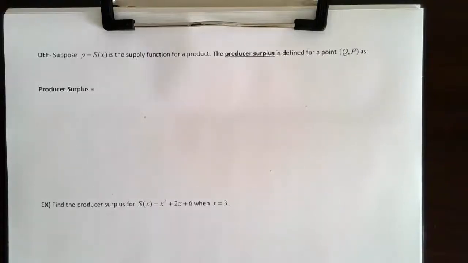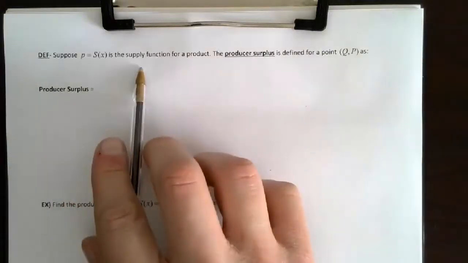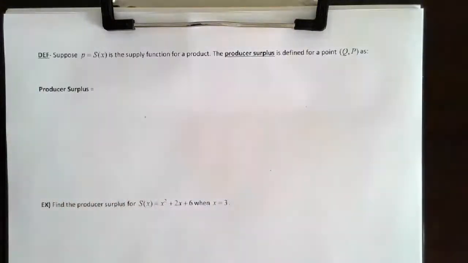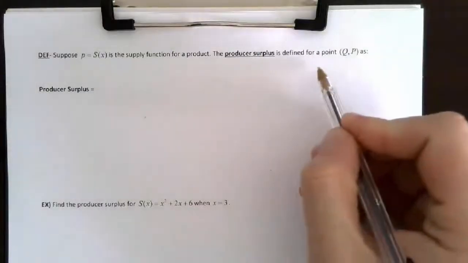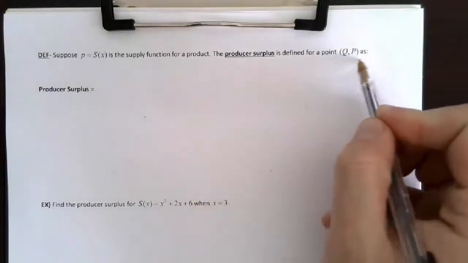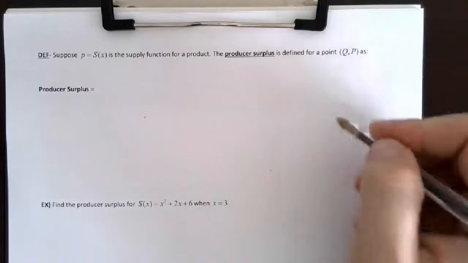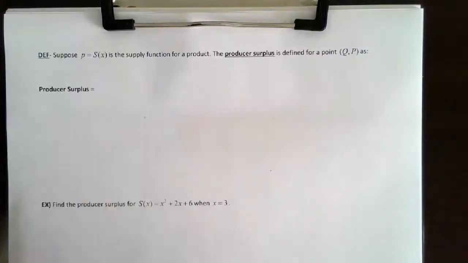Next, let's take a look at the producer surplus. So it says here, suppose P equals S of X is the supply function for a product. The producer surplus is defined for a point Q comma P. Again, remember that's quantity and price per unit, and we'll have an equation here for it.